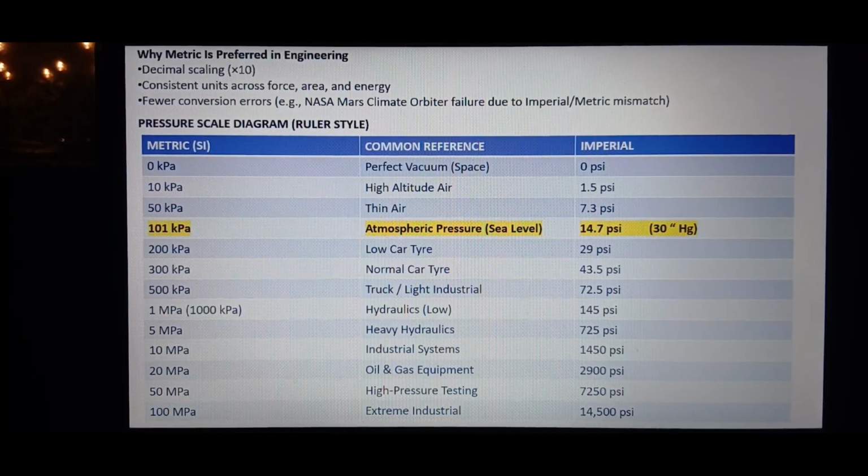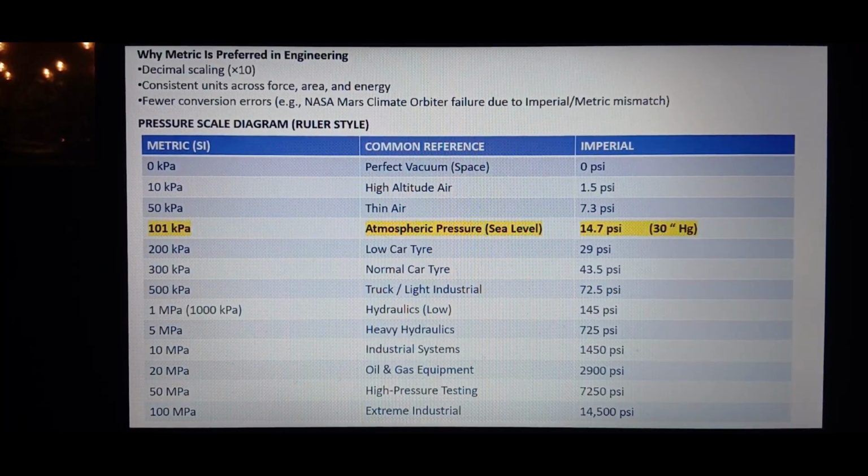Pressure scale diagram, ruler type. So we're looking at pressure and we're increasing this pressure from 0 kPa up to 100 megapascals. And at each of those different values, we are saying this is where you will normally see this. 0 kPa is a perfect vacuum in space. If we look at 101 kPa, we're looking at atmospheric pressure at sea level. For imperial, it will be 14.7.